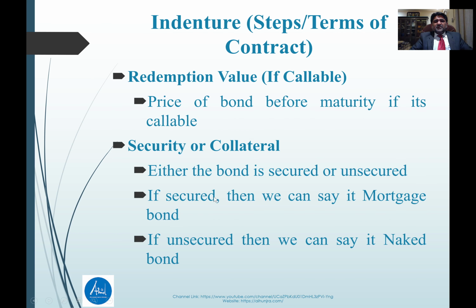Next is collateral or security. Either the bond is secured or unsecured. If it's secured, we call it a mortgage bond. If it's a mortgage bond, it means there is something pledged, there is collateral. If it's unsecured, that is called a NAC bond. These are the terms of the contract, and the terms of the contract are called the indenture.